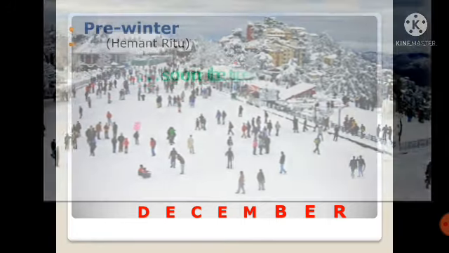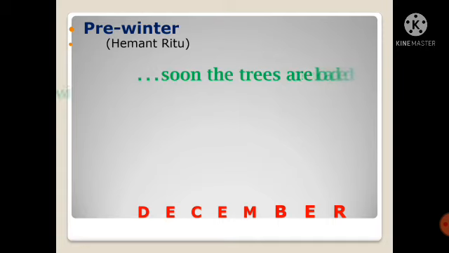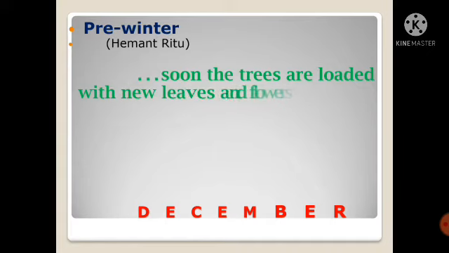As I said, soon the trees are loaded with new leaves. Yay! And flowers. So new leaves and flowers come out in pre-winters. So it's again loaded with green color. If you remember, autumn was very barren. Trees were without leaves. But the leaves would come again in pre-winter. So in August and September, that is autumn season, there were hardly any leaves. The leaves had fallen down.